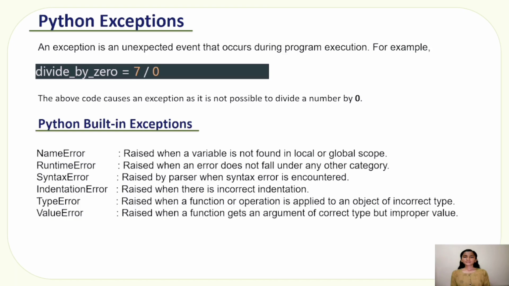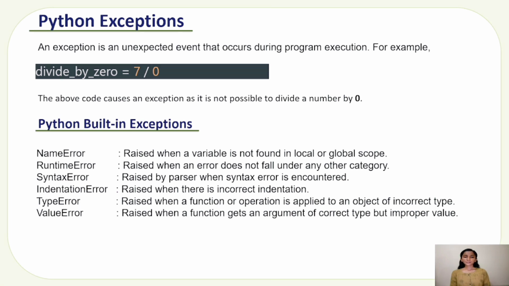8. Python exceptions. An exception is an unexpected event that occurs during the program execution. For example, divide by 0 = 7 / 0. The above code causes an exception as it is not possible to divide a number by 0.